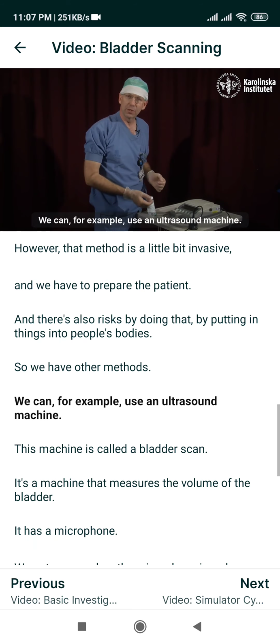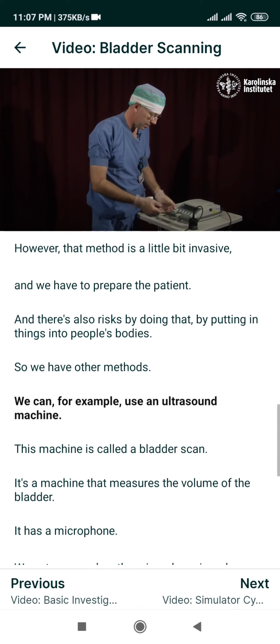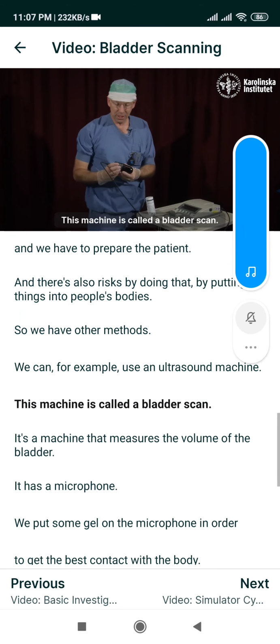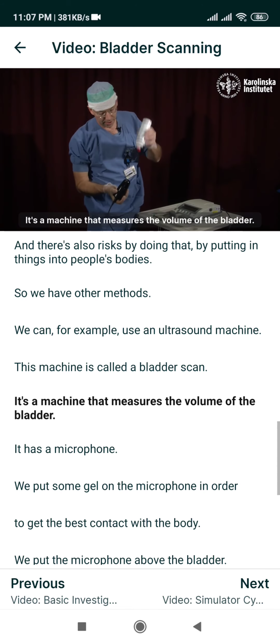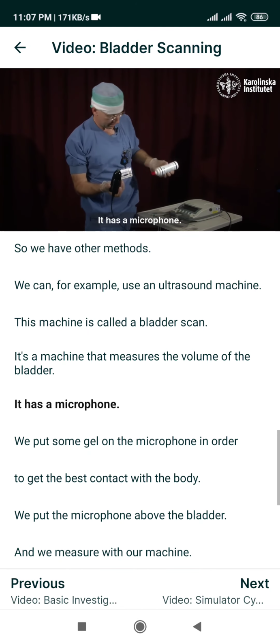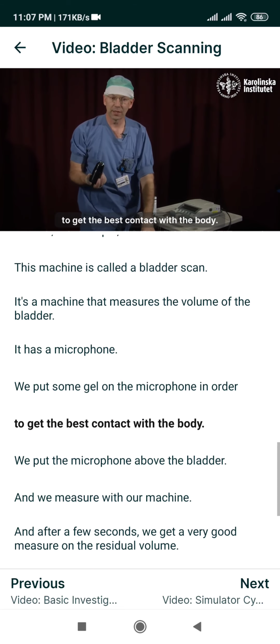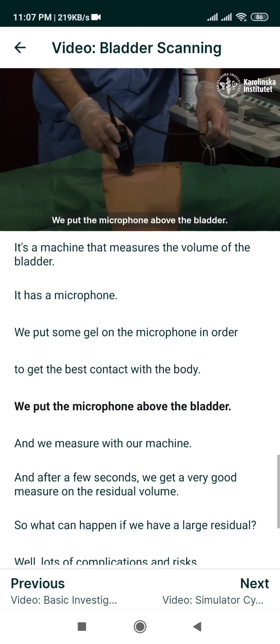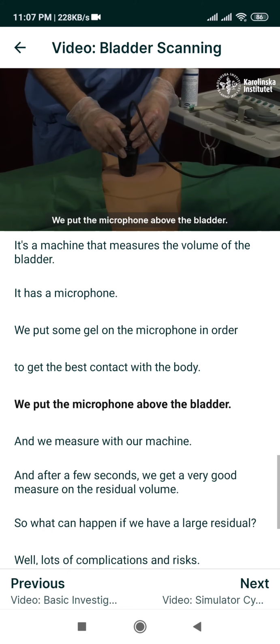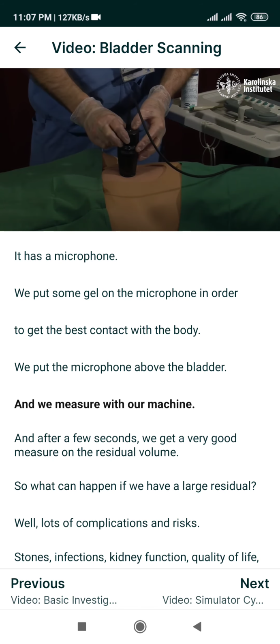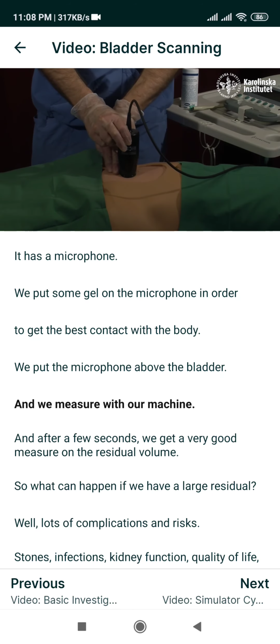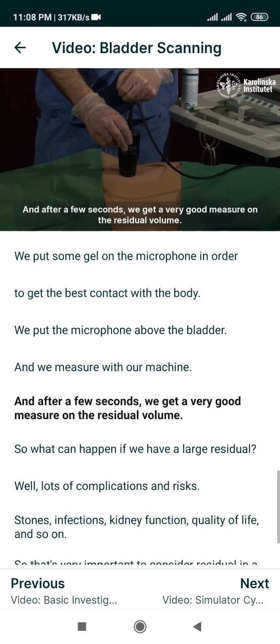We can, for example, use an ultrasound machine. This machine is called a bladder scan. It's a machine that measures the volume of the bladder. It has a probe. We put some gel on the probe in order to get the best contact with the body. We put the probe above the bladder, and we measure with our machine. And after a few seconds, we get a very good measure of the residual volume.